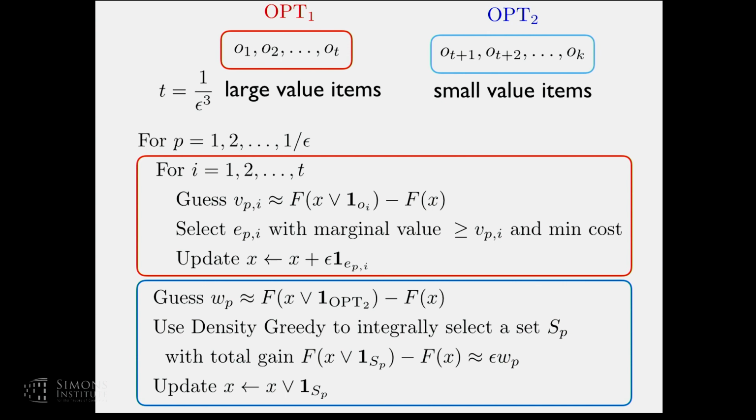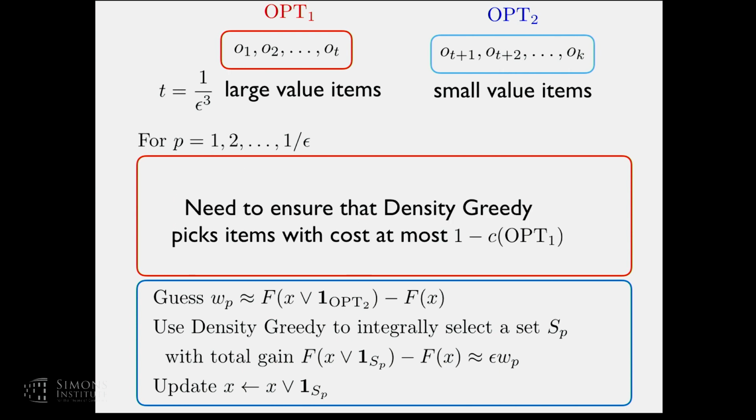But as Chandra points out, there's also the OPT2 phase that we need to worry about. So this one seems very harmless. We can round, be within the budget, but what do we do there? The main difficulty is really that we need to ensure that the density greedy phase does not exceed the remaining budget, which is 1 minus the cost of OPT1.